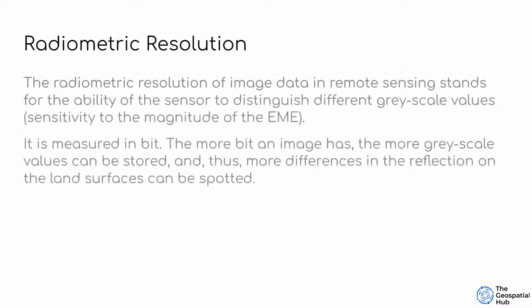So next we'll be moving on to radiometric resolution, and I would really like us to pay all of our attention here, because radiometric resolution is a little bit tricky. Radiometric resolution basically describes the ability of a sensor to distinguish between grayscale values while capturing an image. Now, what I just said, what does it mean?